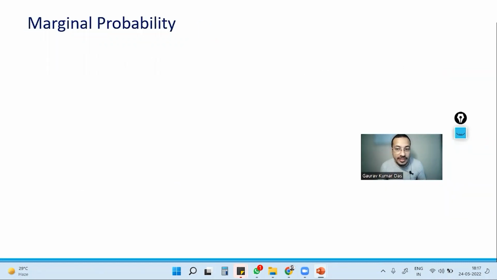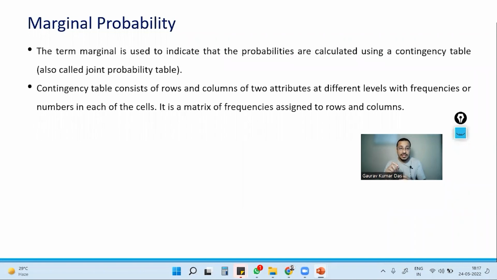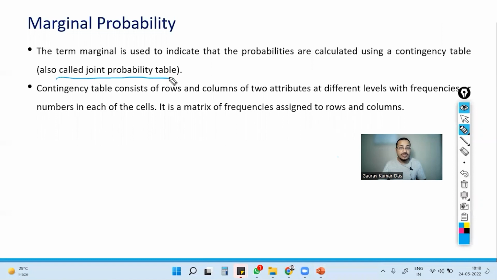So the next section which we have is on marginal probability. Okay, the term marginal probability is used to indicate the probabilities that are calculated using a contingency table, also called a joint probability table. We'll discuss what a contingency table is. It consists of rows and columns of two different attributes at different levels with frequencies or numbers in each of the cells. It's a matrix of frequencies assigned to rows and columns. Again, I've given the mathematically correct definition.